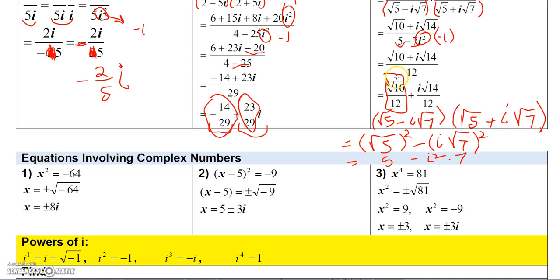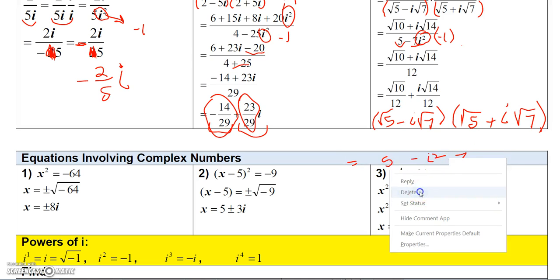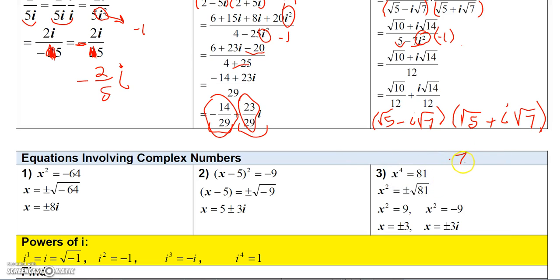Okay, so that is basically what you're doing when you're dividing fractions that involve complex numbers. Okay, so that's basically the division of complex numbers.